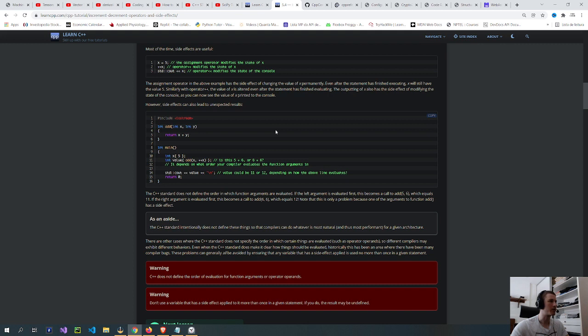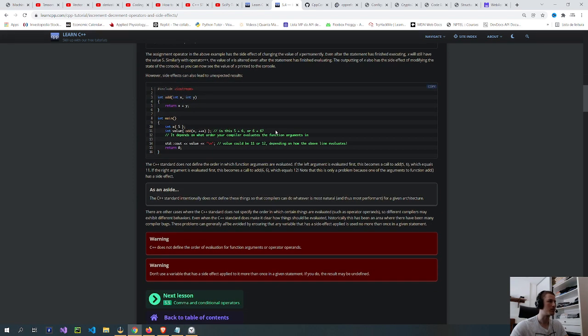The assignment operator in the above example has the side effect of changing the value of x permanently. Even after the statement has finished executing, x will still have the value of 5. Similarly, with operator plus plus, the value of x is altered even after the statement has finished evaluating. The outputting of x also has the side effect of modifying the state of the console, as you can now see the value of x printed to the console. However, side effects can also lead to unexpected results.